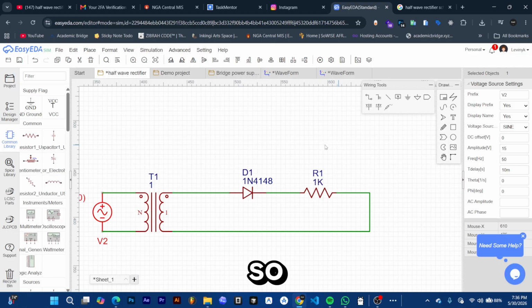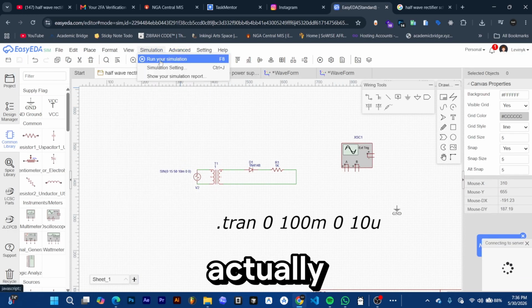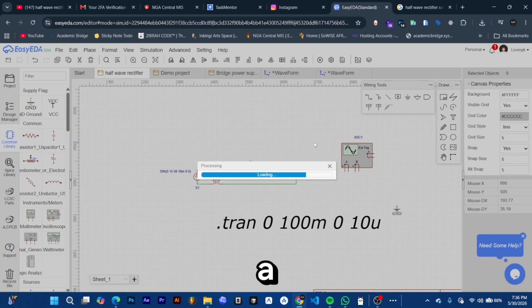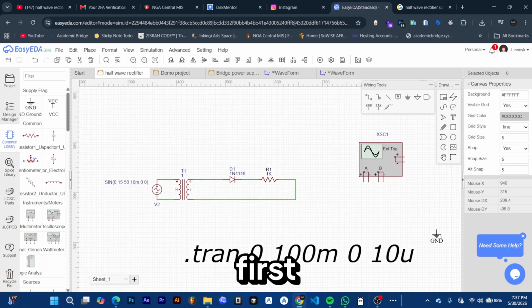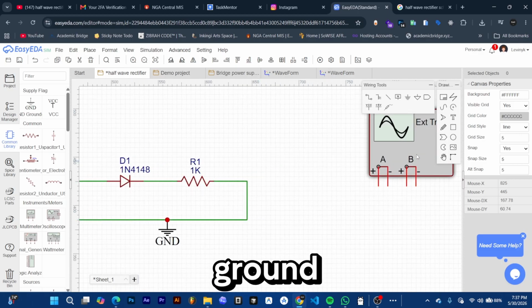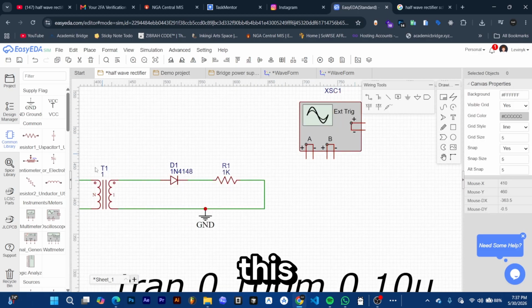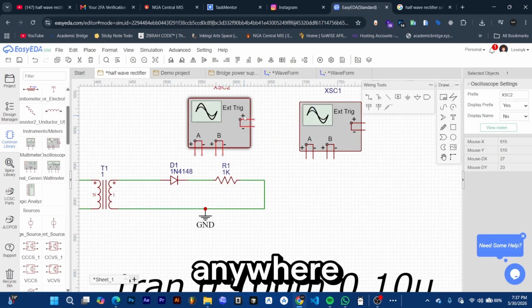50 hertz. So now for us to read this, because right now if I just come here and save and actually run this, we are not going to get a graph. As you can see, it's going to go loading forever. So now to enable us to get this graph, first of all, this sine generator needs ground input over here. So this sine generator, you can find it from here. You can just place it anywhere over here.